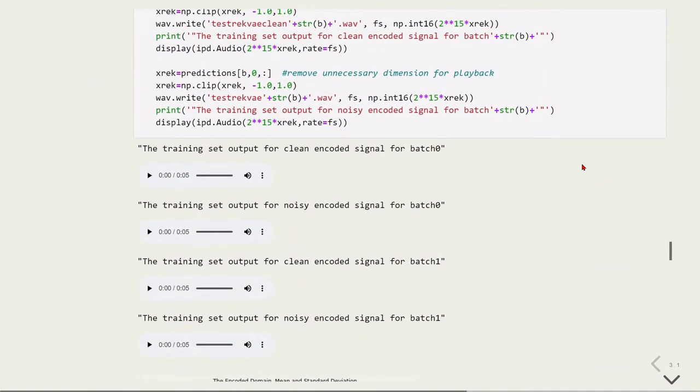First is the training set output for the clean encoded signal for batch 0. Remember, we have two audio files. One is the batch 0 one, another one is the batch 1. So this is the training set output for the clean encoded signal.